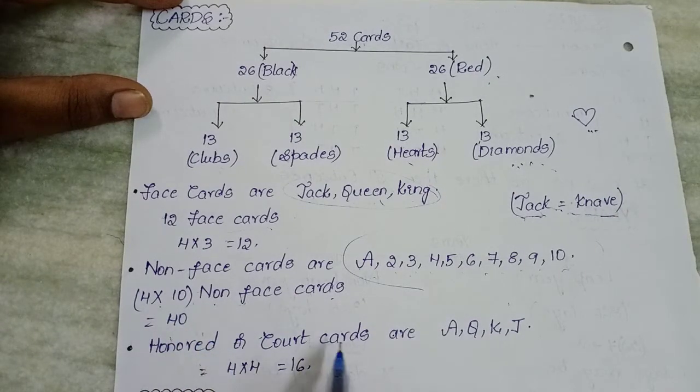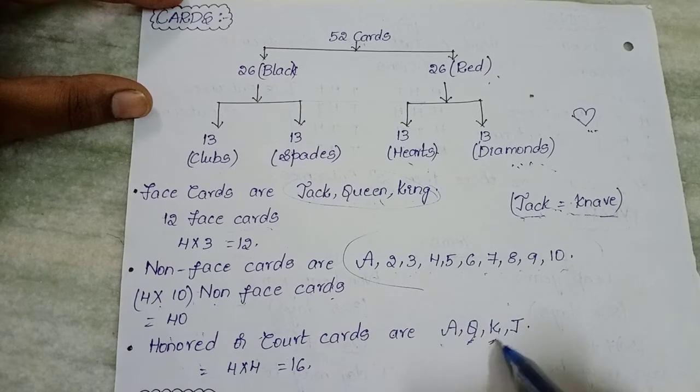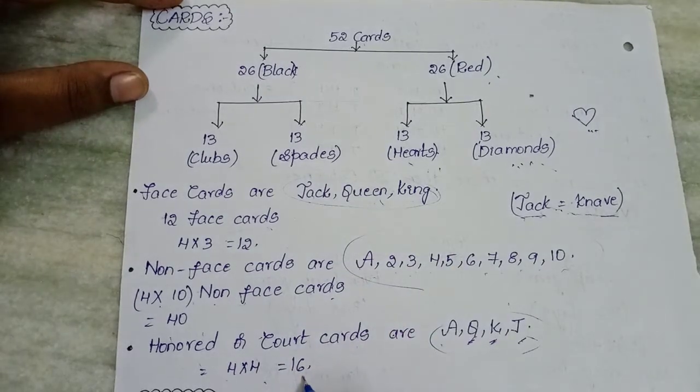Honor or court cards. They are A, queen, king, and jack. That is 4. 4 times 4, that is 16.